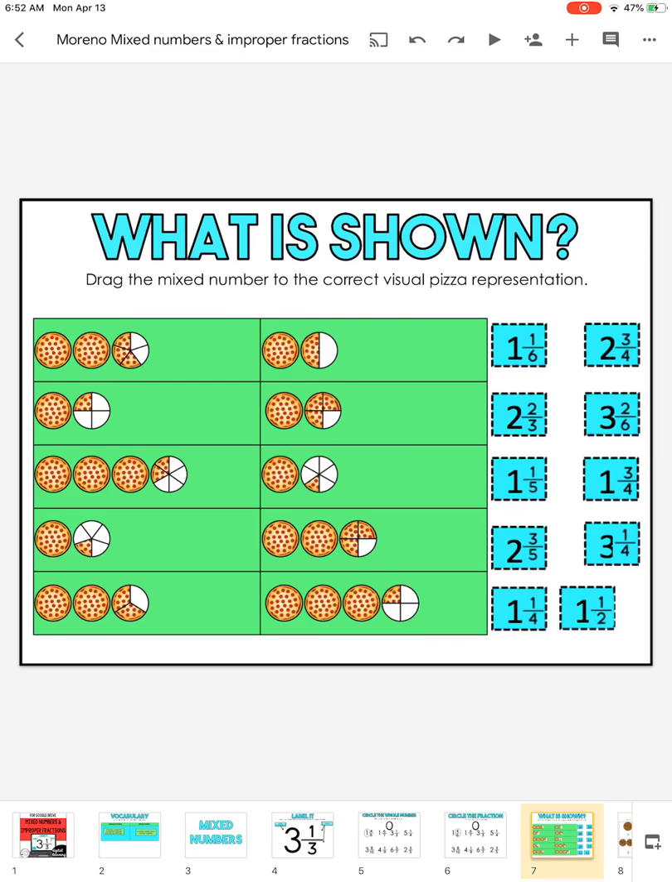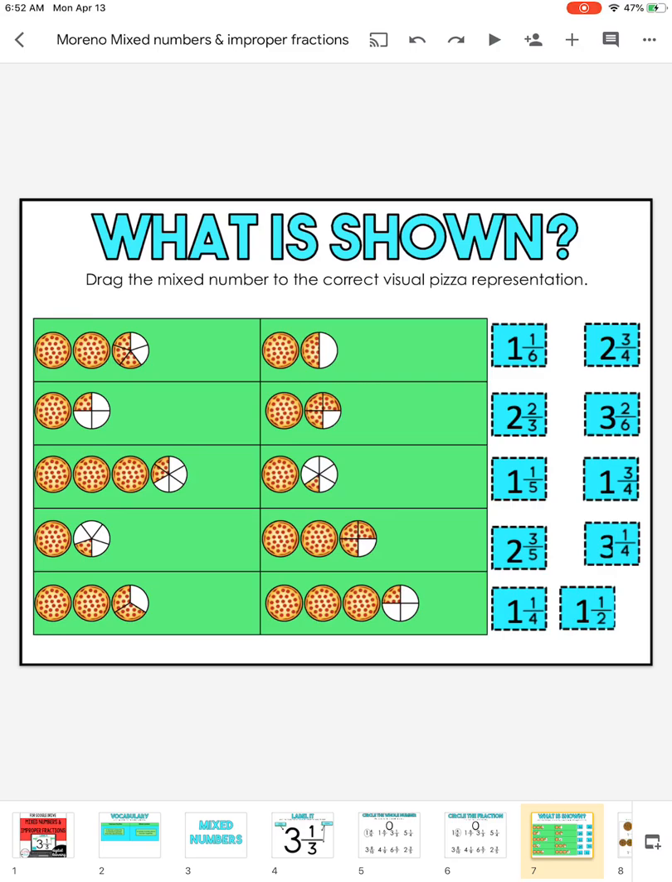What is shown? Drag the mixed number to the correct visual pizza representation. Let's start with this top left one here. So how many whole pizzas do we have? That would be 2. And then what is that fraction right there in that third pizza?